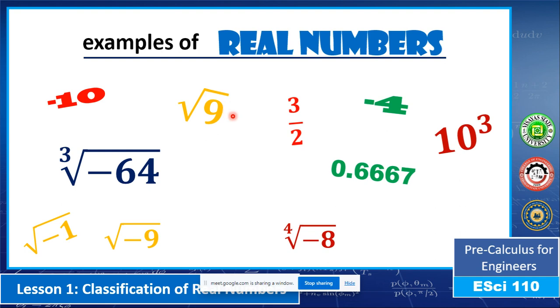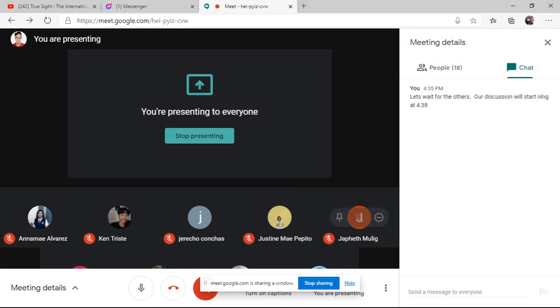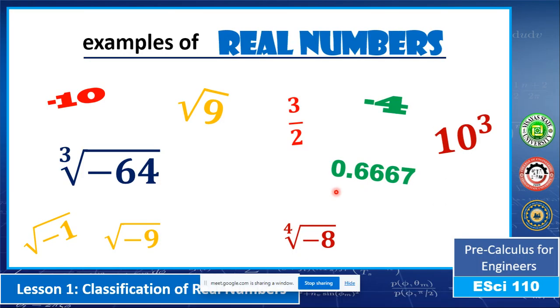Class, is it just 3, or are there still other values that satisfy the square root of 9? Is it 3 alone? So what do you think, class? Is it 3 alone that satisfies the square root of 9? Okay, so -3 as well. So it's not just +3, -3 as well satisfies this expression. So we have started, but don't worry, we are still on the first part about real numbers.